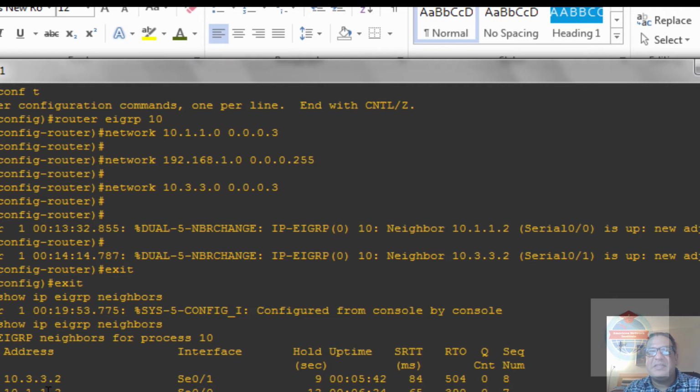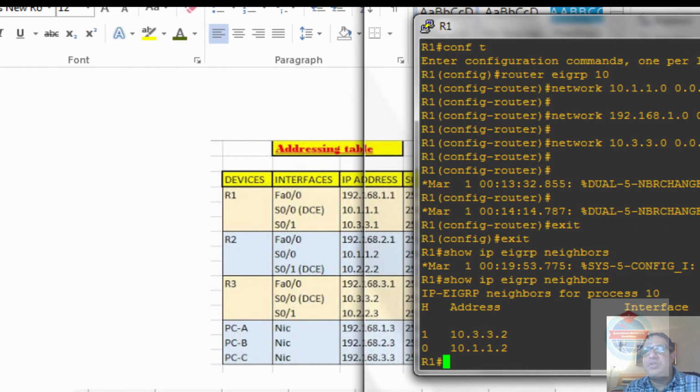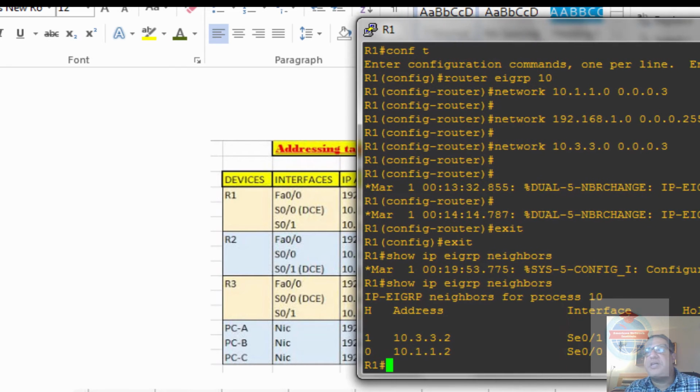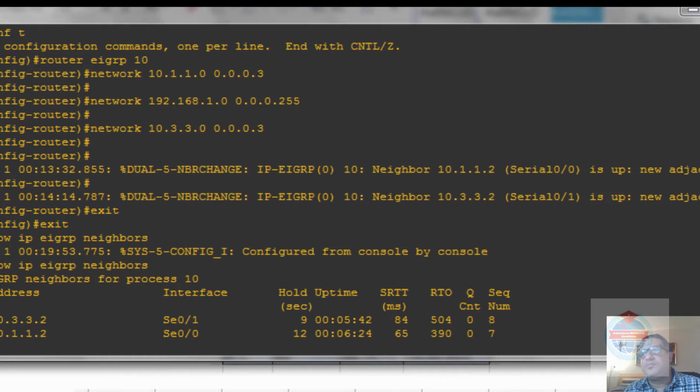Hold on, give me a second. 10.3.3.2, that is the one on R3, and 10.1.1.2 that you're going to see on R2, guys. You see it? Hopefully you do.